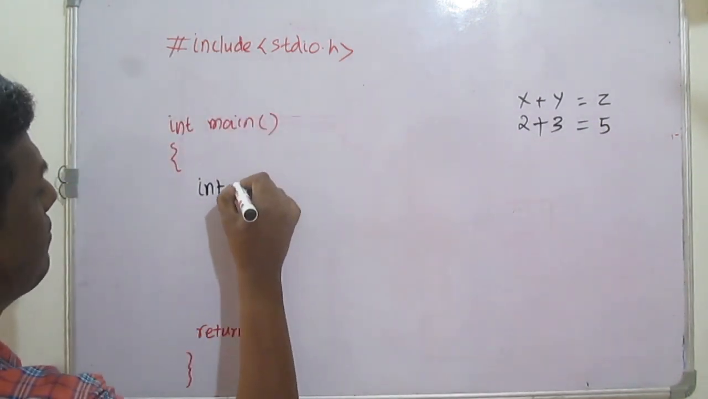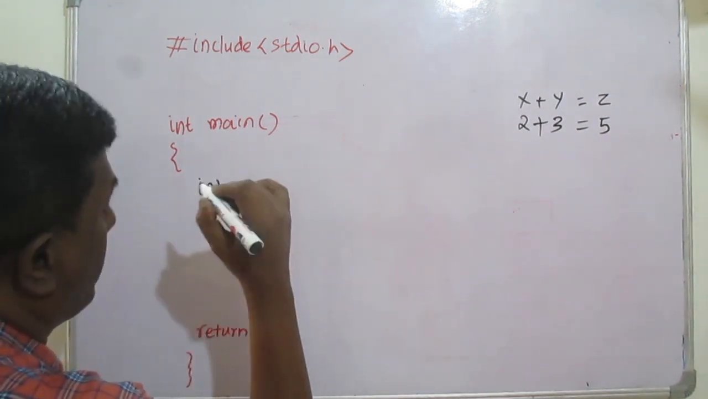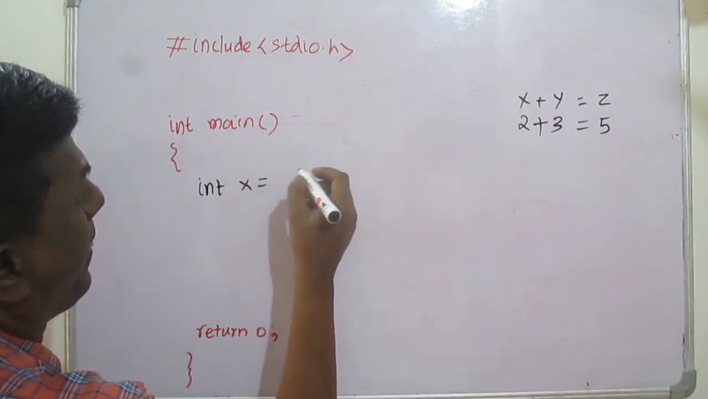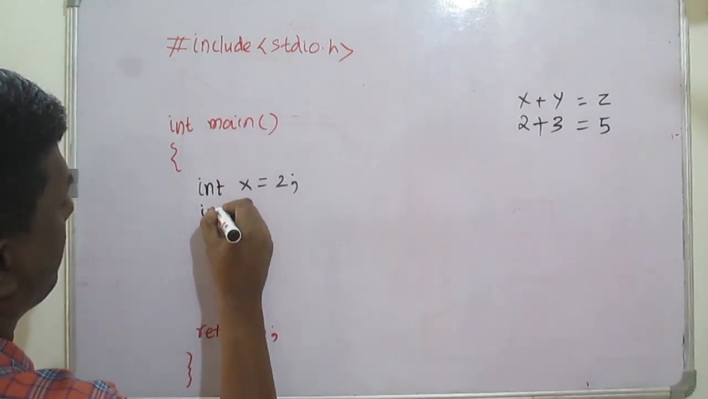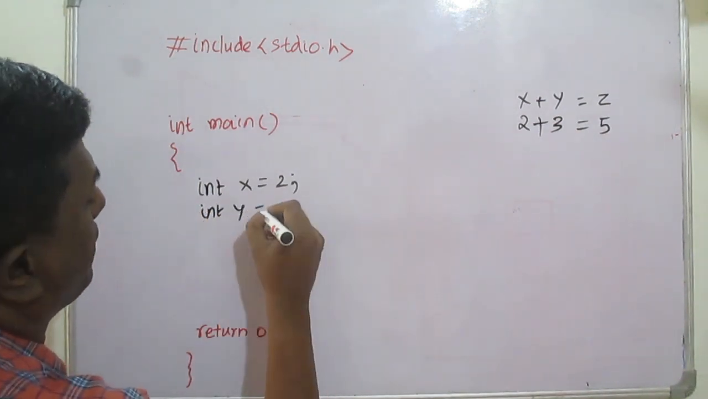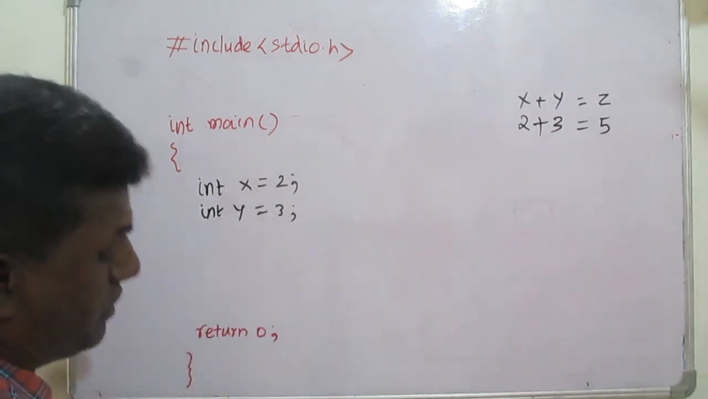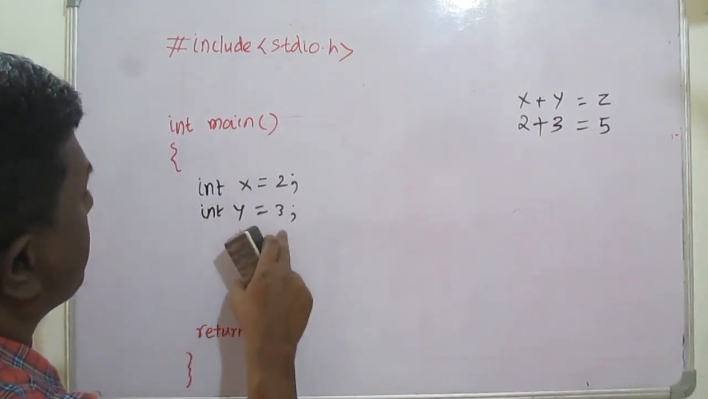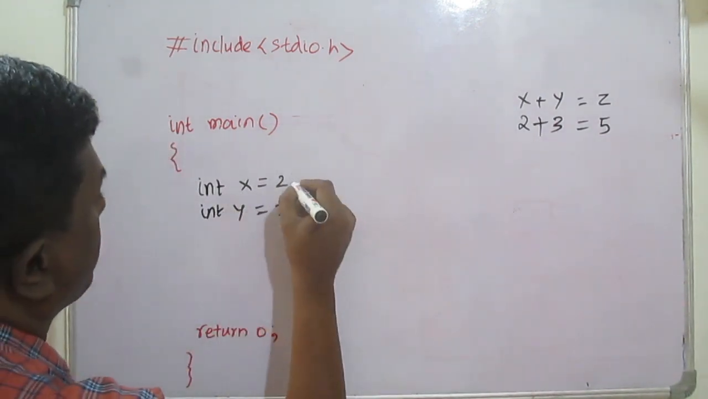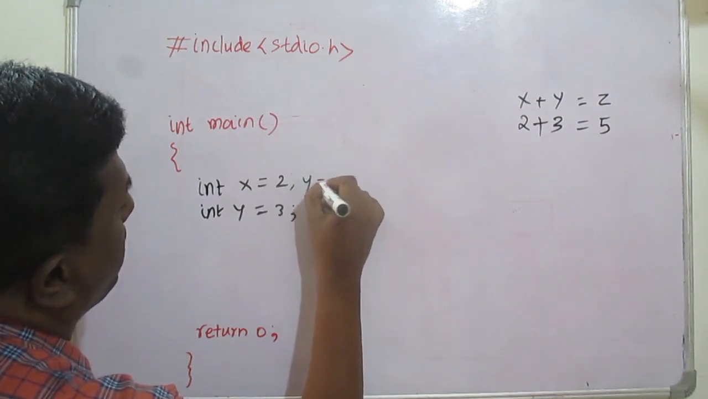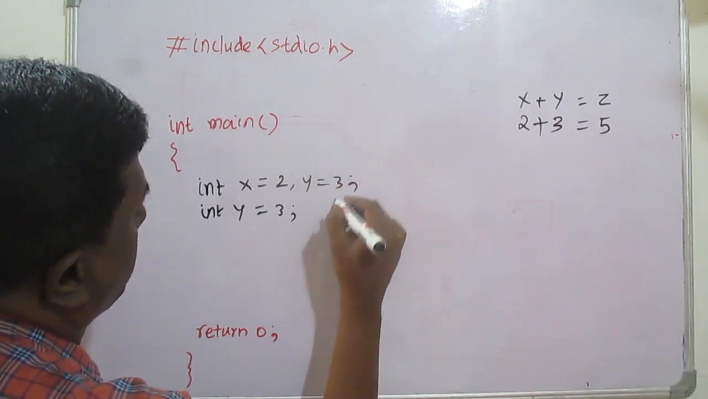So let us say integer X equal to 2. We can do the declaration and assignment together: integer X equal to 2. Then integer Y equal to 3. Like this we can declare them, or these two can be declared in a single line: integer X equal to 2, comma, Y equal to 3. Instead of writing two lines, we can write a single line.